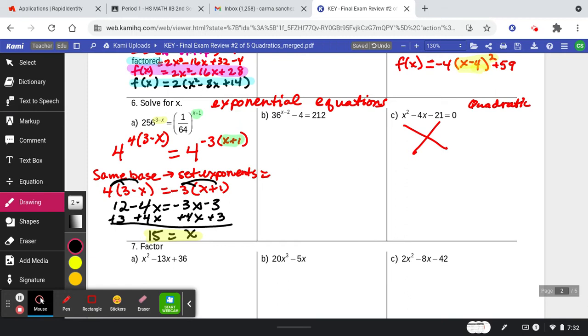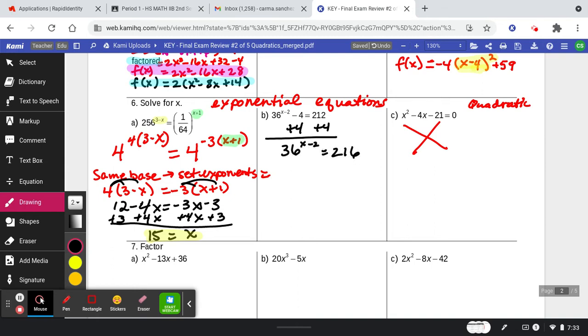All right, the next one's an exponential equation as well. See that x in the exponents? So 36 can be rewritten as 6 squared. And then we note that there is already an x minus 2 there. Oh, sorry. Hey, there's a little minus 4 here. Let's get rid of that guy first. We want to isolate this first by moving the 4 over.